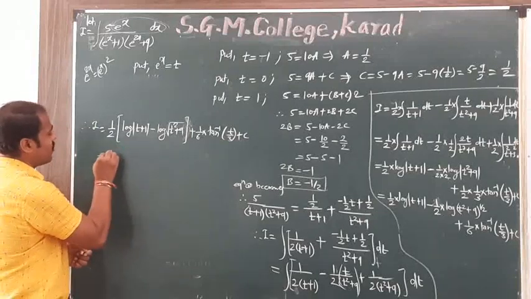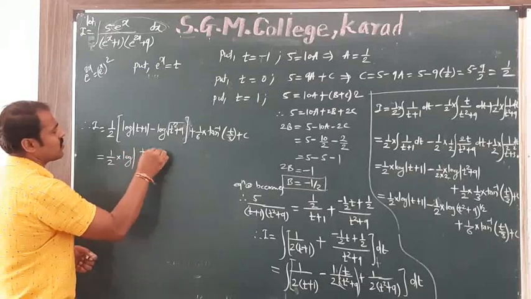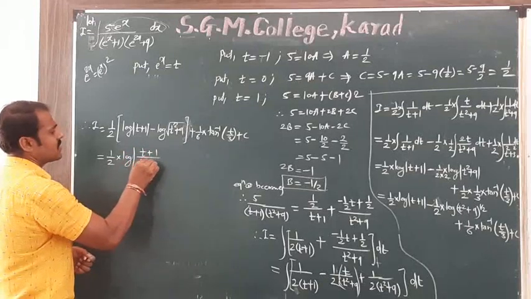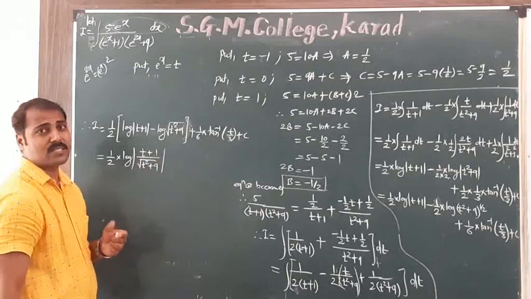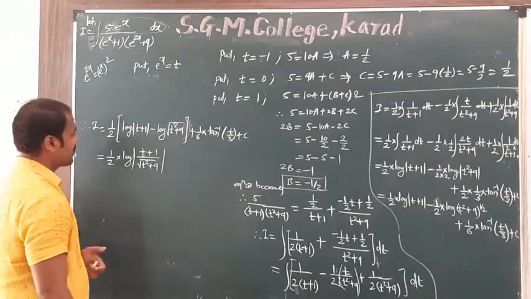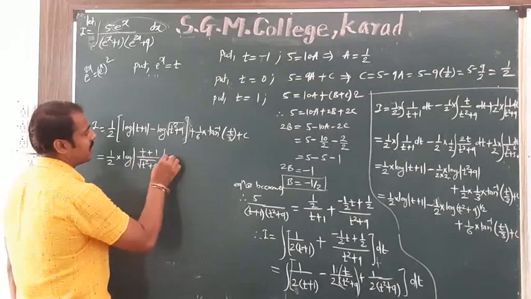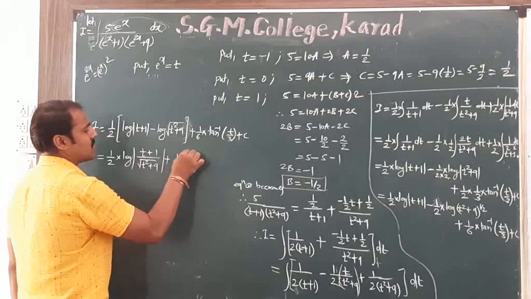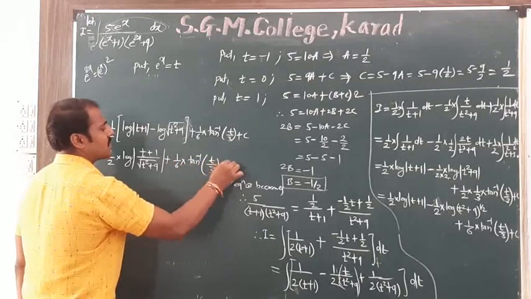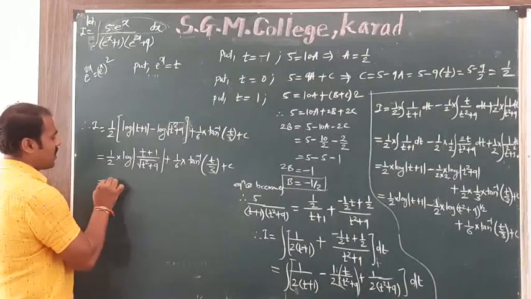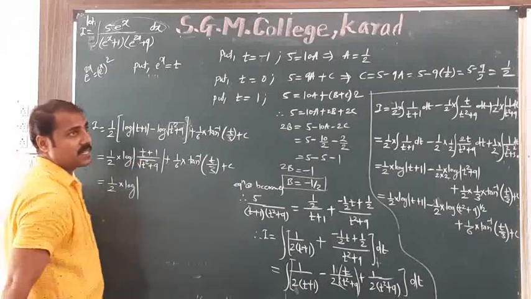Therefore 1 upon 2 into log of mod of t plus 1 divided by square root of t square plus 9, since log m minus log n is log m upon n, so log of t plus 1 divided by square root of t square plus 9, plus 1 upon 6 into tan inverse of t by 3 plus constant of integration c.